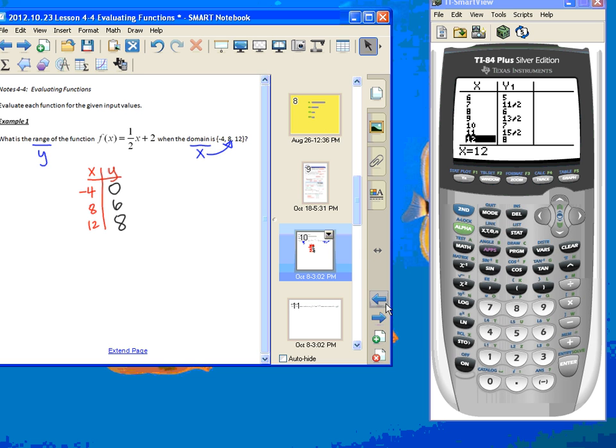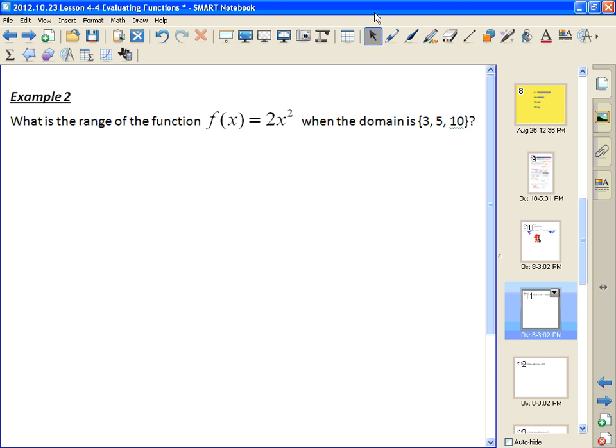All right, can I move on to example 2? Now in example 2, it says, what is the range? So what is that saying? What's range? What are the y values of the function f of x equals 2x squared when the domain, what is that talking about? X. So the domain is 3, 5, 10. So the x values are 3, 5, and 10. So first I need to make my table.